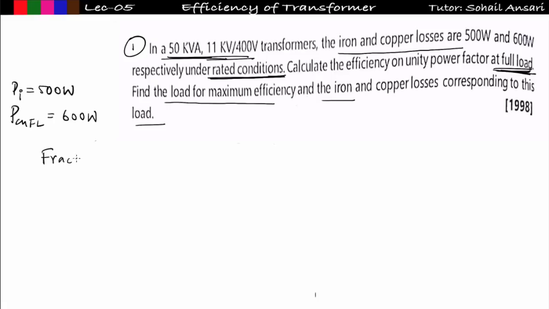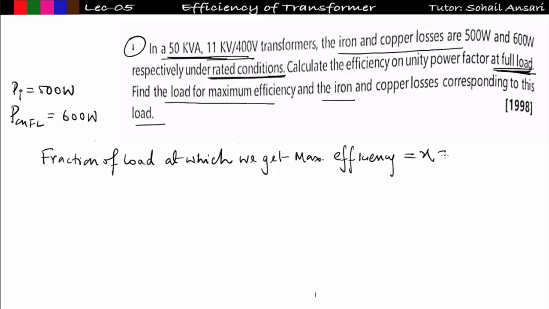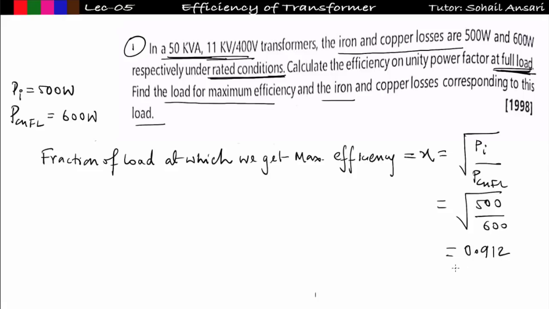I told you the fraction of load at which we get maximum efficiency is x, given as the square root of Pi upon PCU full load. The value of Pi is given as 500 watt, and PCU full load is given as 600 watt. So it will come out to be 0.912. What do you mean by this? It means at 91.2% of load we will get maximum efficiency.